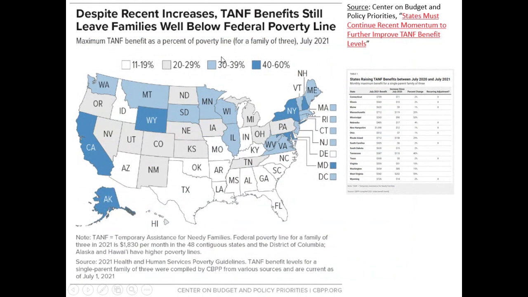Here is a map that I pulled out of a study by the Center on Budget and Policy Priorities, a publication called "States Must Continue Recent Momentum to Further Improve TANF Benefits." What pops here for you? What jumps out at you? So they're dividing the TANF benefit as a percentage of the federal poverty line into 4 categories. States that pay 11 to 19%, states that pay 20 to 29%, states that pay 30 to 39%, states that pay 40 to 60%. Okay? So anything jump out at you, just looking at the map?